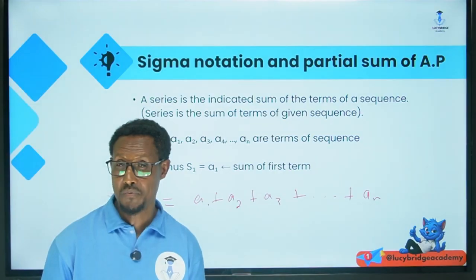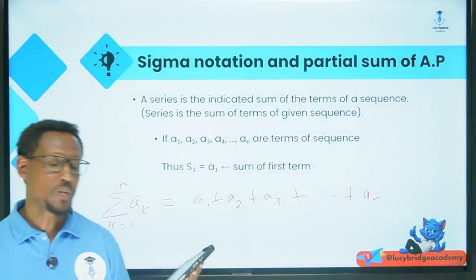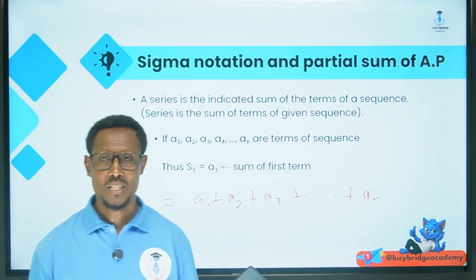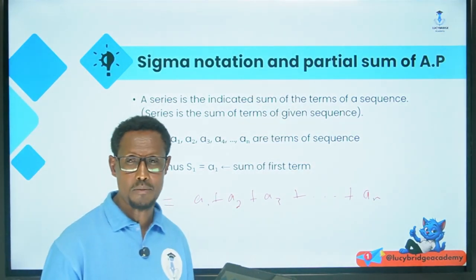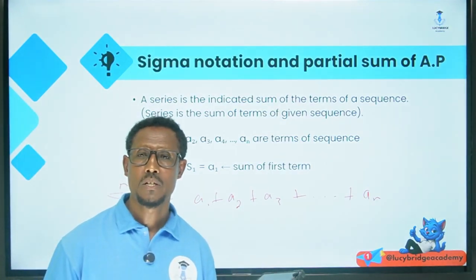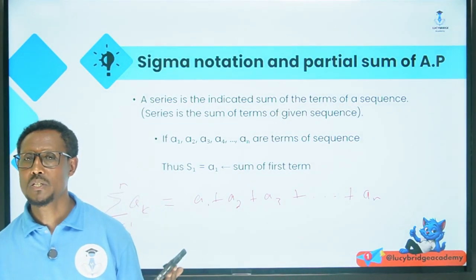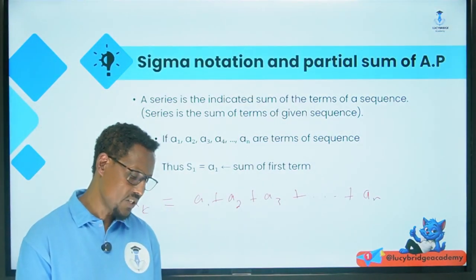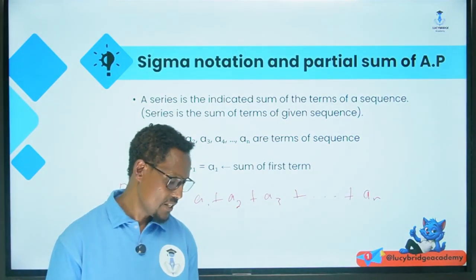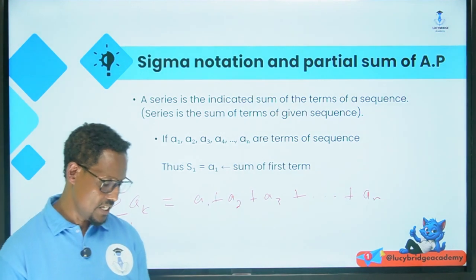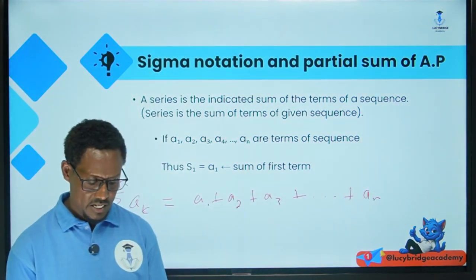Okay, the sum of the first few terms of an arithmetic sequence, we call it partial sum. A series means the sum of terms of a sequence. The sum of the sequence is series. A series is the indicated sum of the terms of a sequence. Series is the sum of terms of a given sequence.